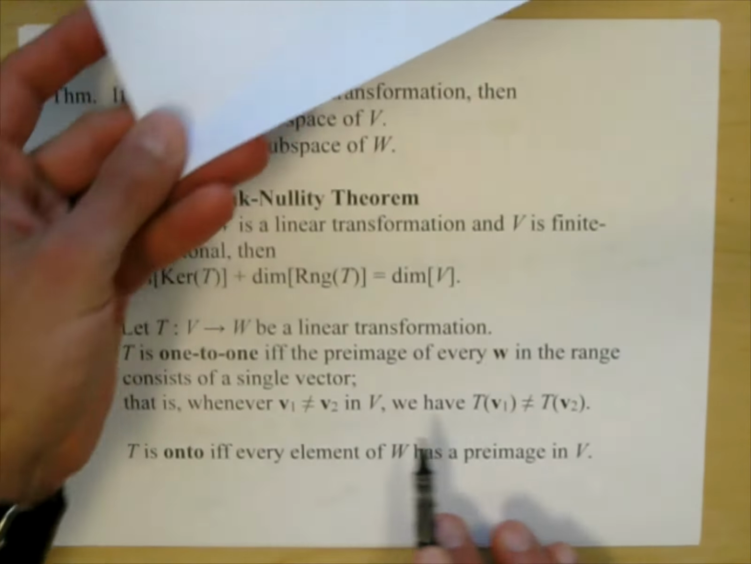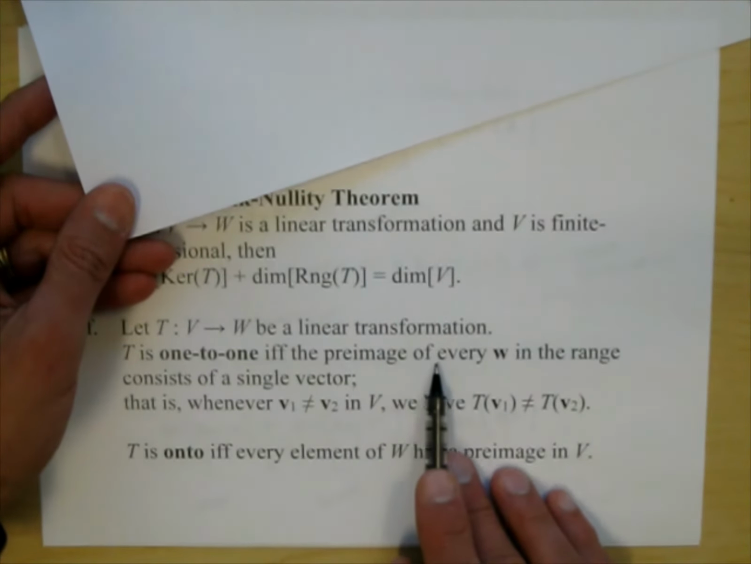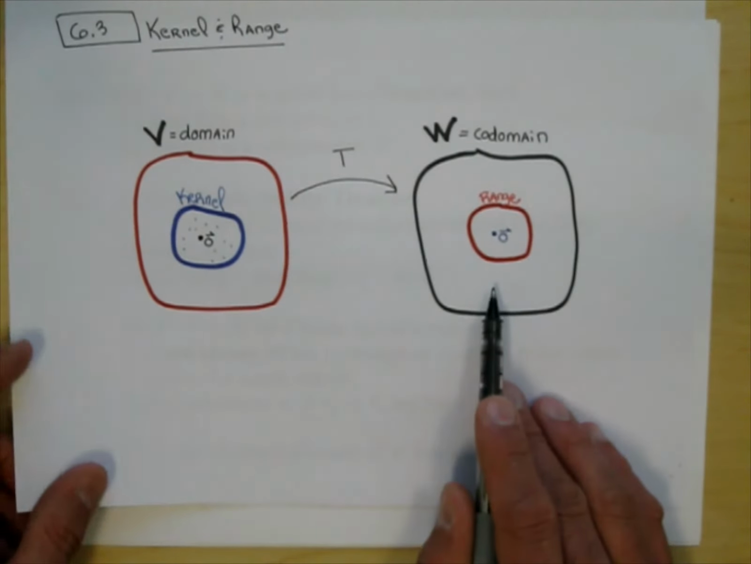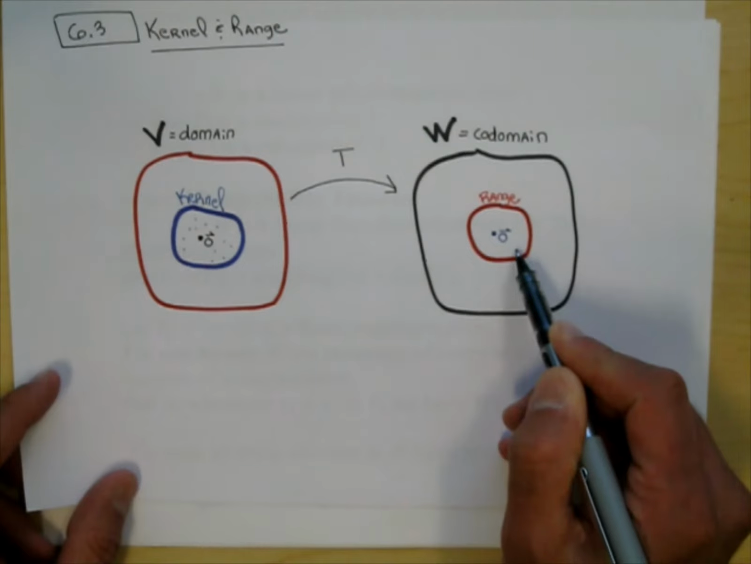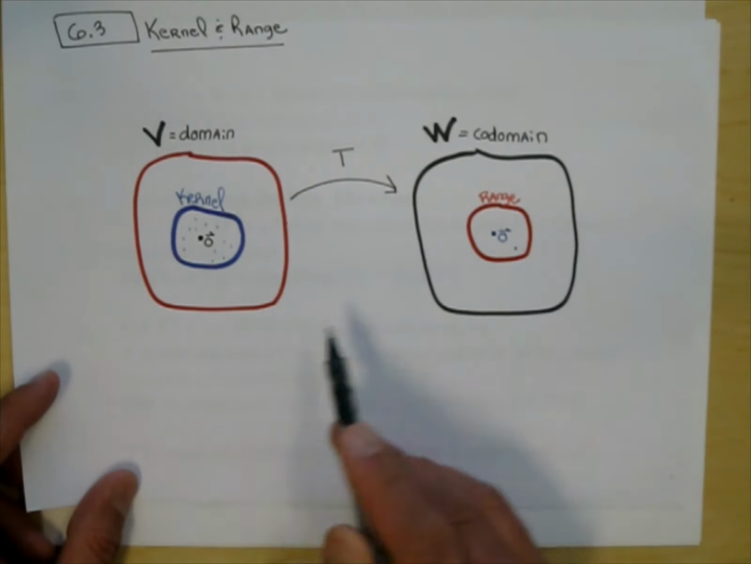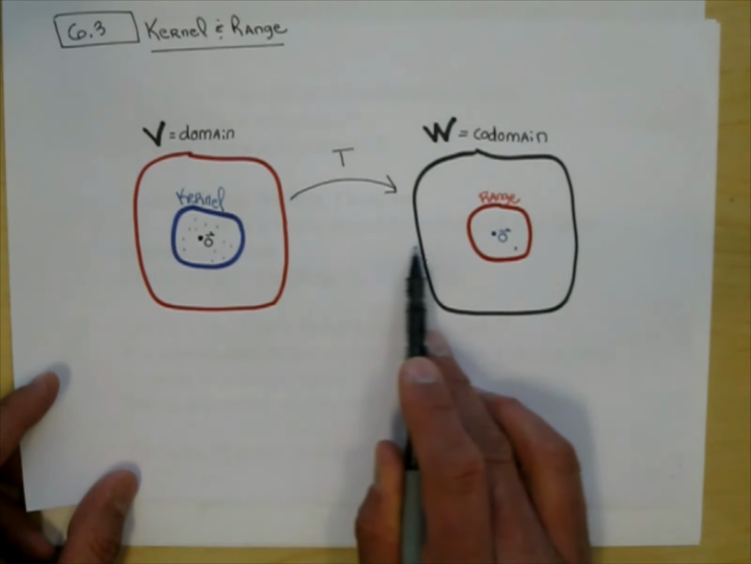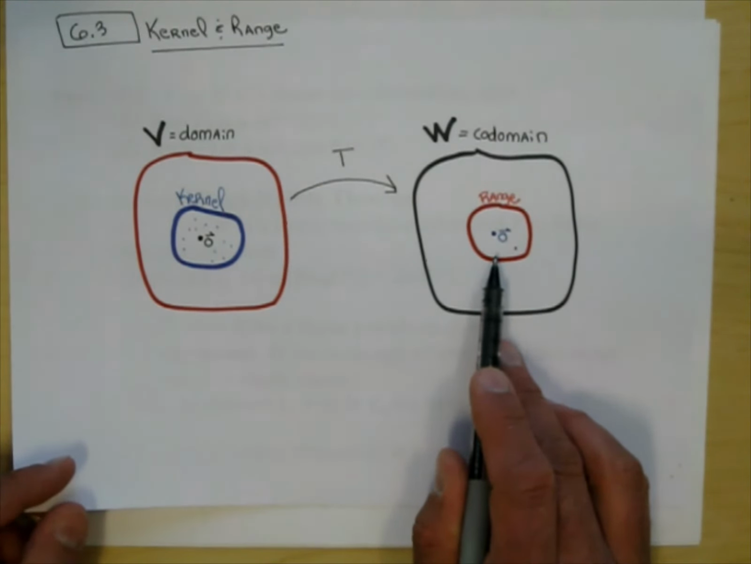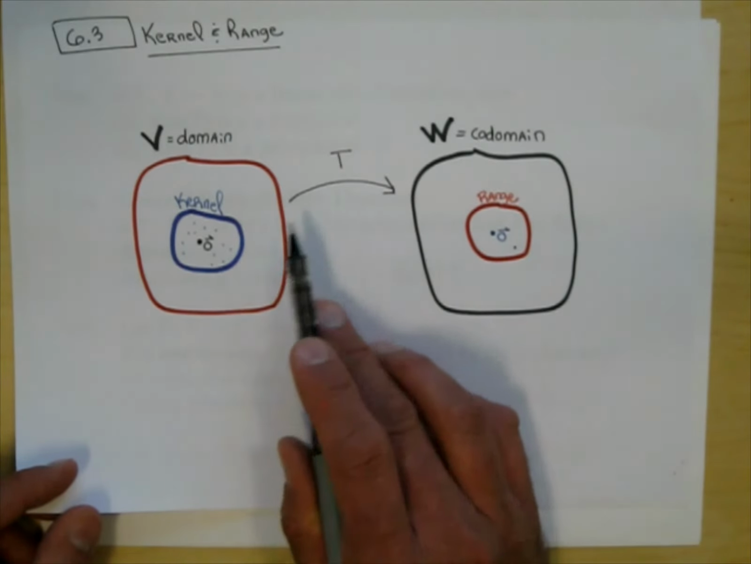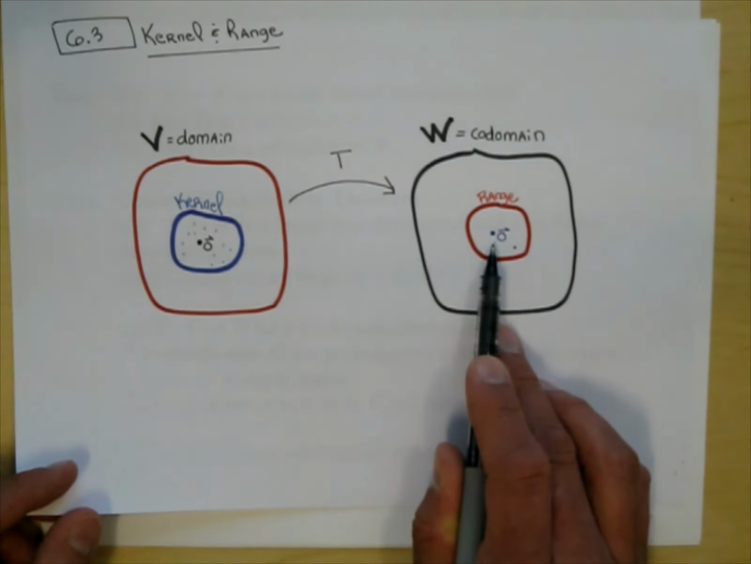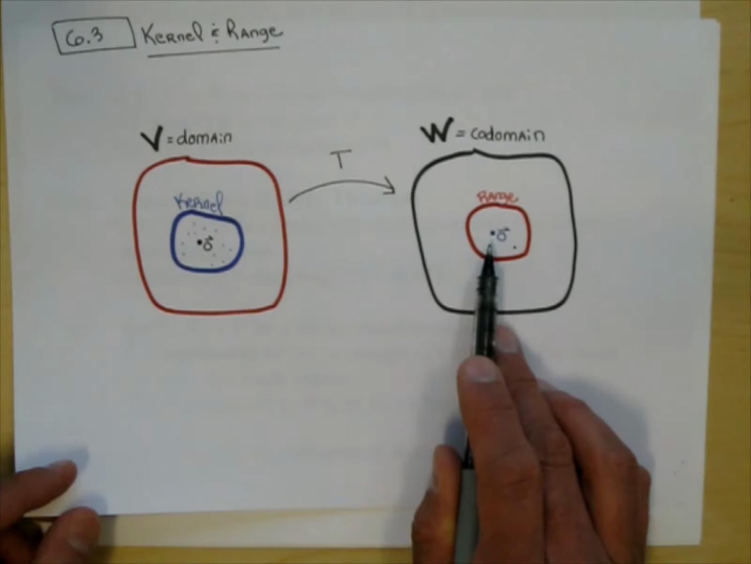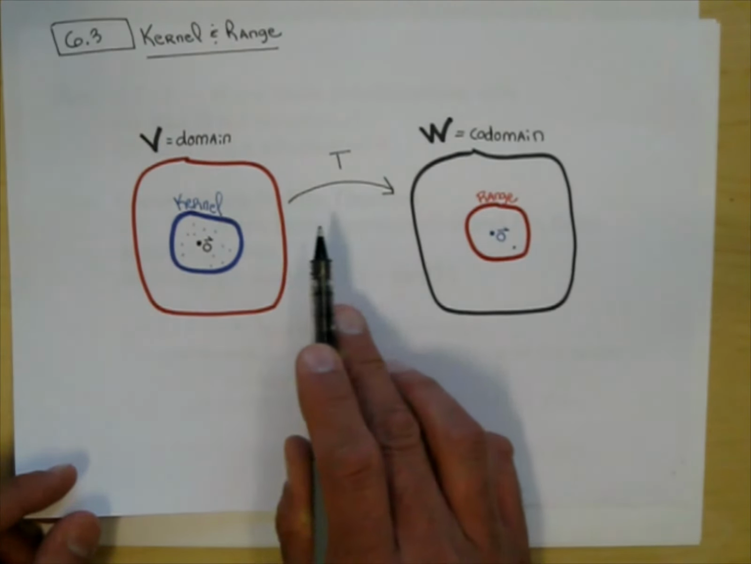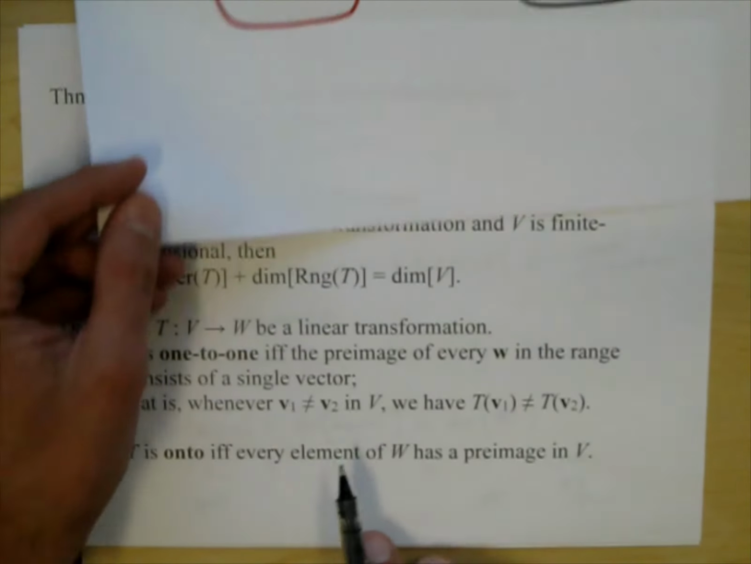Let's go with the first one. If and only if the preimage of every W in the range consists of a single vector. So if there is a vector in the range, the thing is 1 to 1 if there's only one input going into it. So 1 to 1 is what you think it meant from the beginning. For a mapping, every input has to have exactly one output. For it to be 1 to 1, every output has to have exactly one input. And that's what this is really saying.